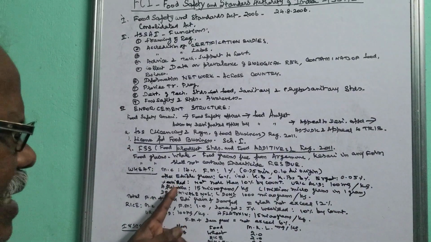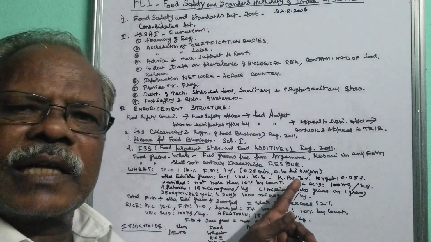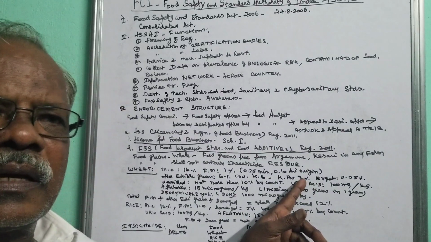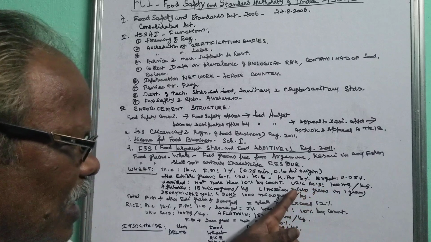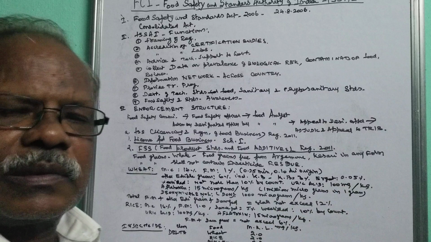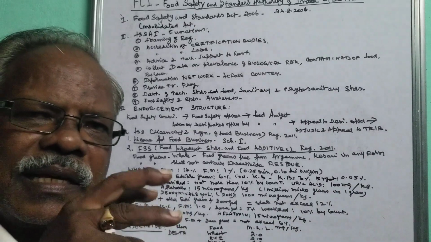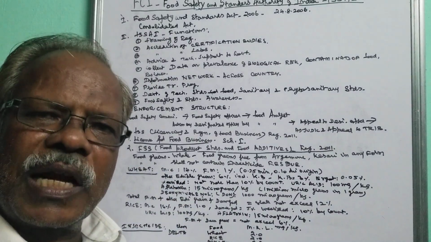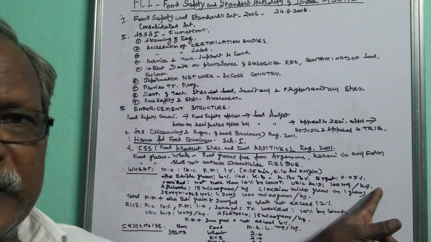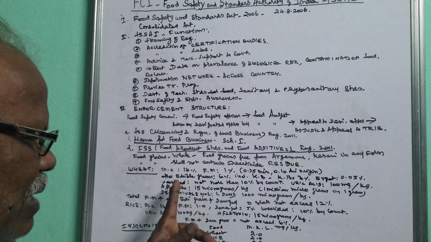Then weevilled grains should not be more than 10% by count, and uric acid should not exceed 100 milligrams per kg. So the uric acid residue contamination should not be more than 100 milligrams per kg. That is the uric weevil.